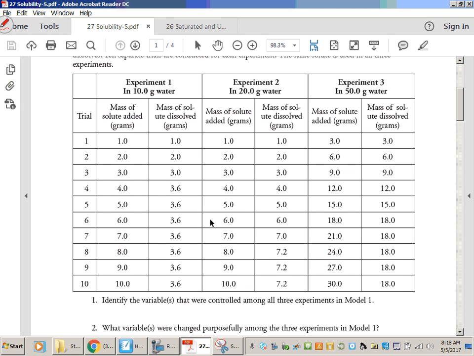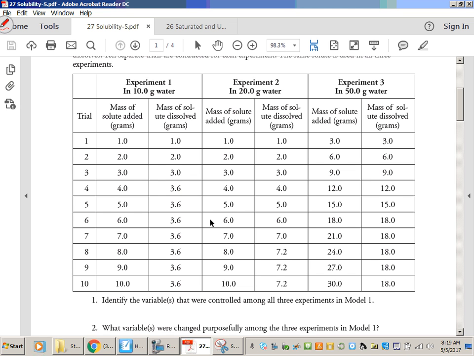So what was the saturation point in experiment 1? 3.6 grams in what? 3.6 grams in 10 grams of water, right? What was the saturation point in experiment 2? How much dissolved? 7.2 grams in what? 20 grams of water, and you can see that was different for the experiments above. The last one? 18 grams in what? 18 grams in 50 grams of water.